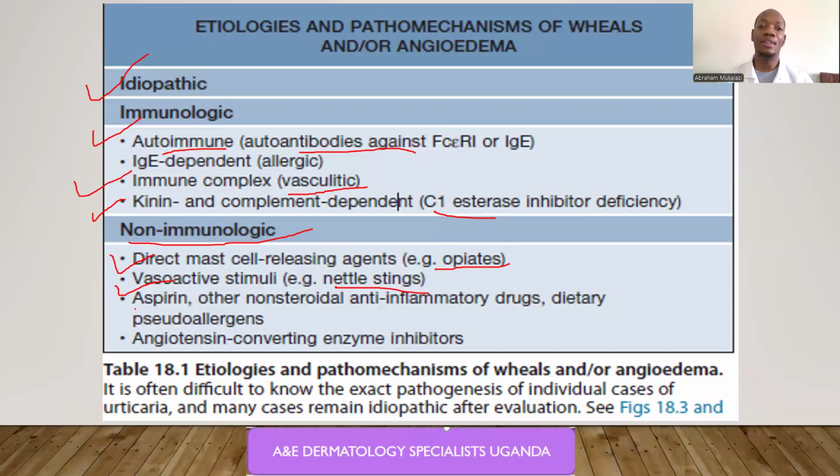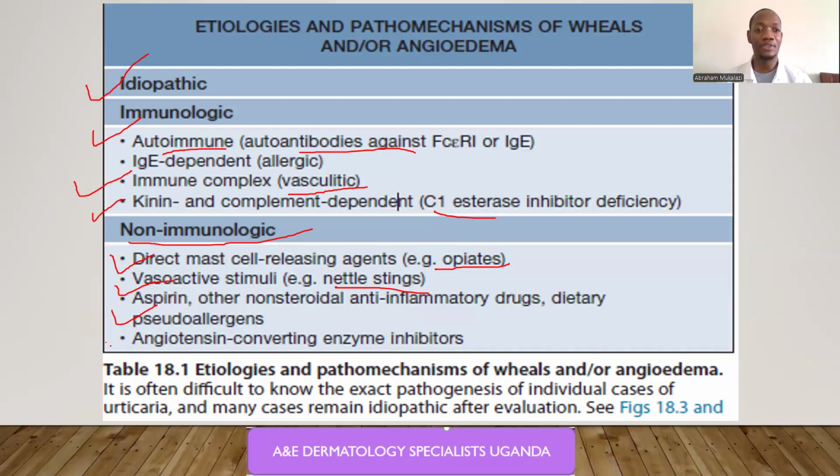In this case, the venom or the saliva from this insect directly stimulates the mast cells, causing degranulation. Then we have other drugs like the aspirins, the NSAIDs, which can also cause degranulation of the mast cells without necessarily going through the immunoglobulin E pathway or the immune complex pathway.